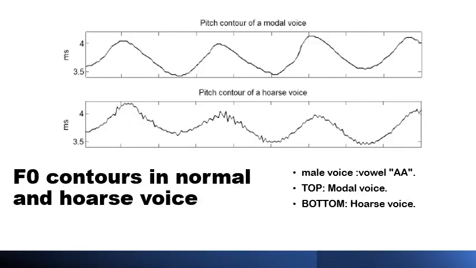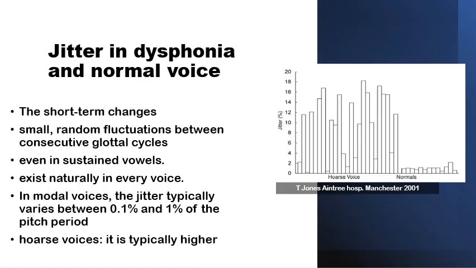In normal individuals, for example a male producing a modal voice uttering the vowel ah continuously, you could see on the top chart here the very fine irregularities in the fundamental frequency from cycle to cycle. These variations in the fundamental frequencies are much coarser if the patient has a hoarse voice, as you can see in the bottom chart. What are the expected values for jitter in patients who have dysphonia and in normal individuals with normal voice?